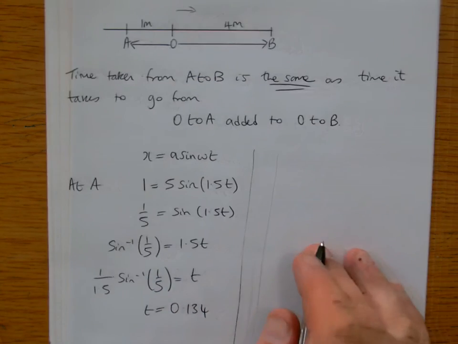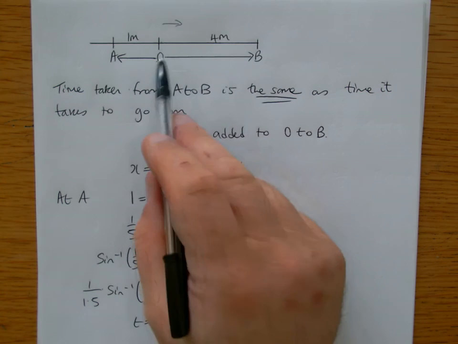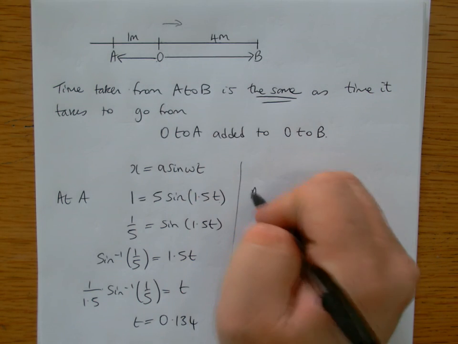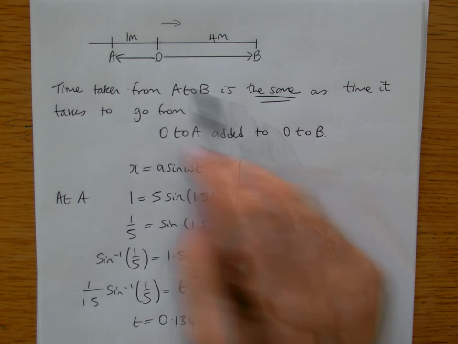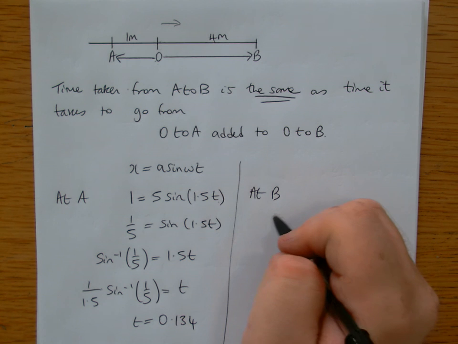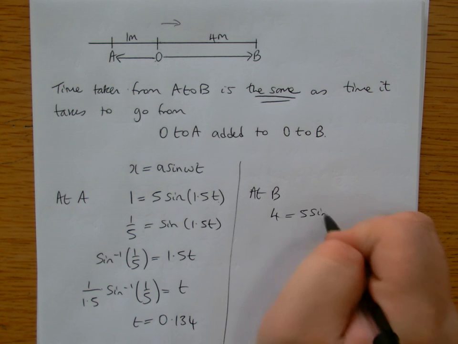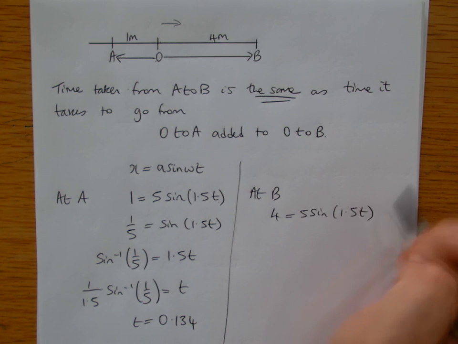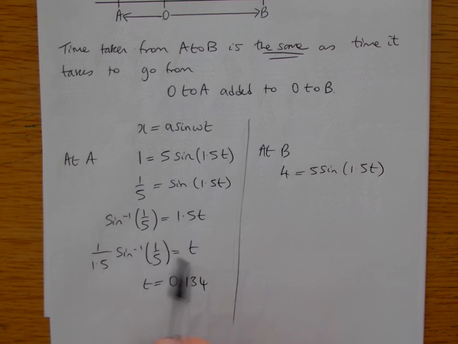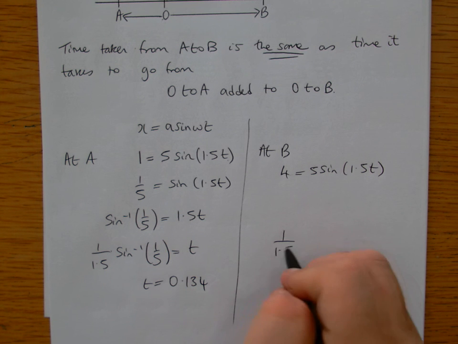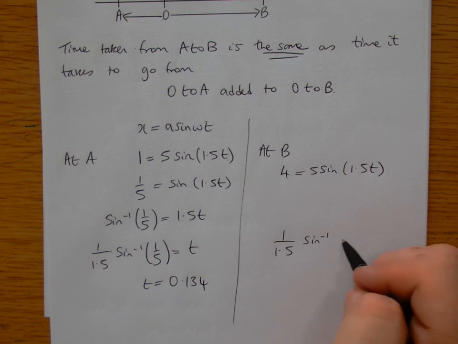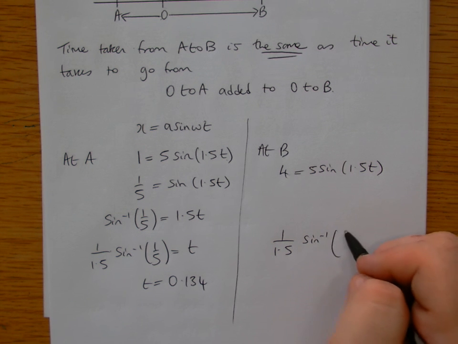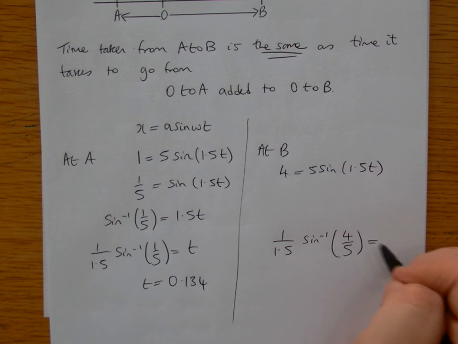So I do exactly the same thing then. Consider the journey from O to B. At B, x will equal 4, so 4 equals 5 sine 1.5t. It's exactly the same as this, so I can just skip these steps and write t equals 1 divided by 1.5 times sine to the minus 1 of, let me check myself, 4 over 5.